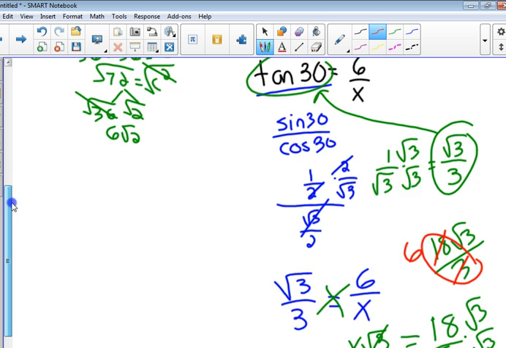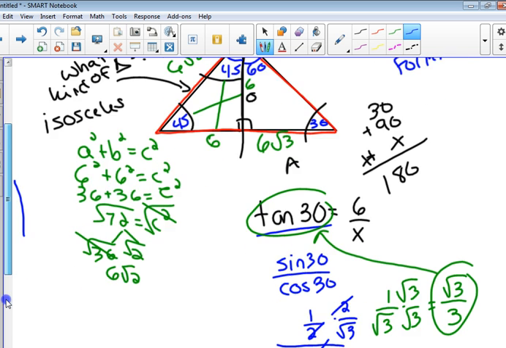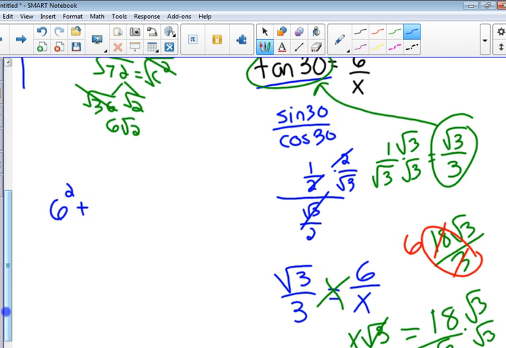And then we have to add them all up. So this is going to be 6 radical 3. Now from here, this is not added yet, but how could you figure out that last side when you know you have 2 sides at least? A squared plus B squared equals C squared. So you could do 6 squared plus 6 radical 3 squared. What's 6 squared? 36. And then, wait, is this one term or 2 terms? 2 terms, good.